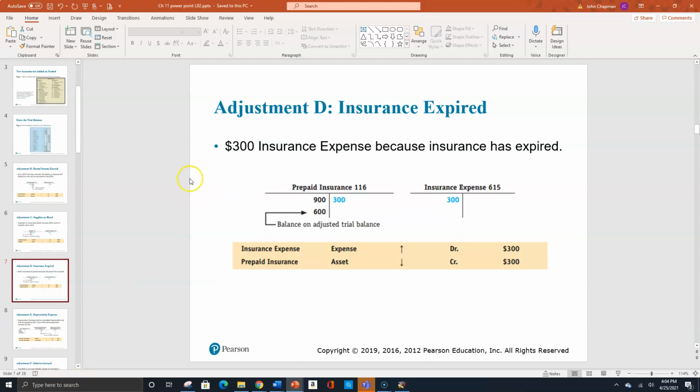Adjustment D, insurance has been expired or used. $300 has been expired or used. So we need to increase the expense, debit the expense, and credit, reduce, prepaid insurance for $300. Remember, every time we do an adjusting journal entry, we're impacting an income statement account, which in this case is an expense account, and a balance sheet account, prepaid insurance. It never goes against cash. Just an income statement account and a balance sheet account.